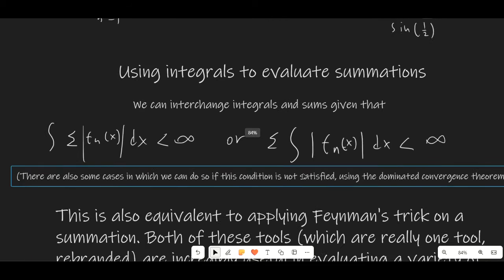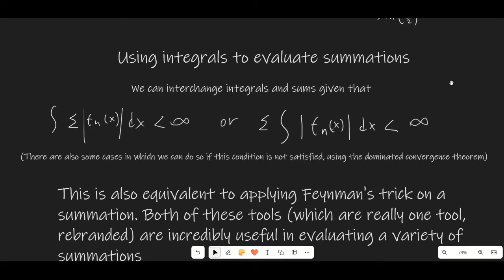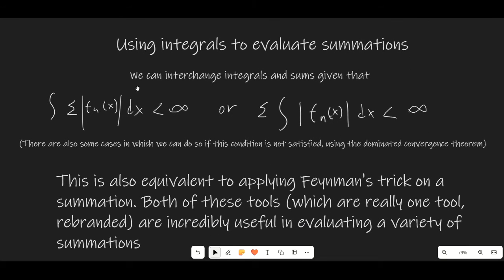So we can interchange integrals and sums, as long as, of course, this is again Fubini's theorem, which we have talked about several times in the past. What we need is that if we have some function f_n of x, which is dependent on n and x, and we're summing it from n equals 1 to infinity, and we're integrating it afterwards, in order to interchange that sum and that integral, we need that if we replace f_n with its absolute value, it still needs to converge. Also, you can have it the other way around, because if this is less than infinity, then these two will be the same anyway.